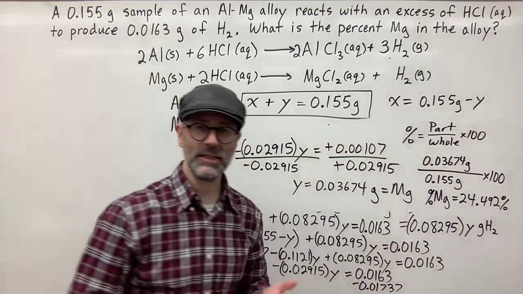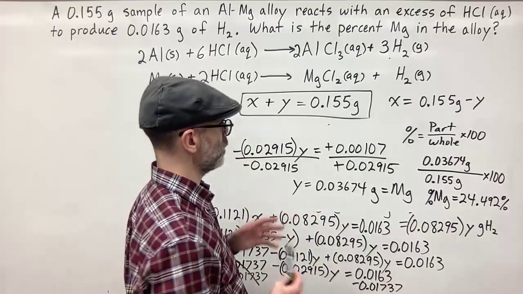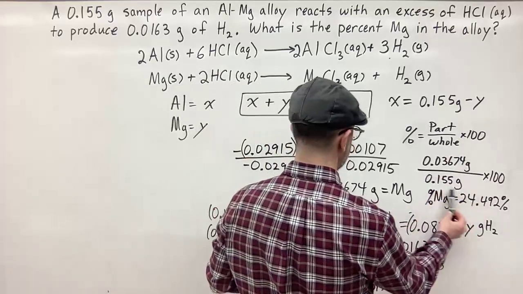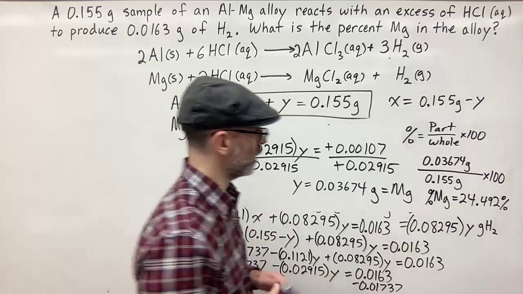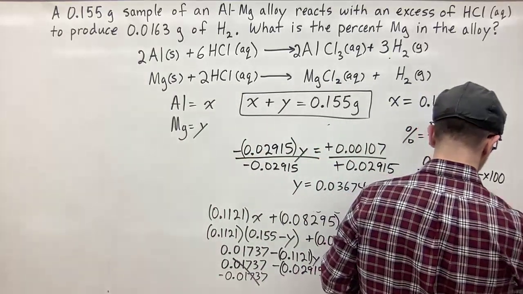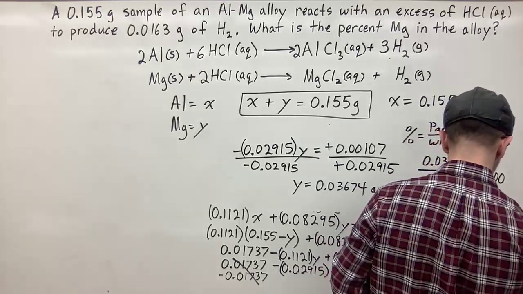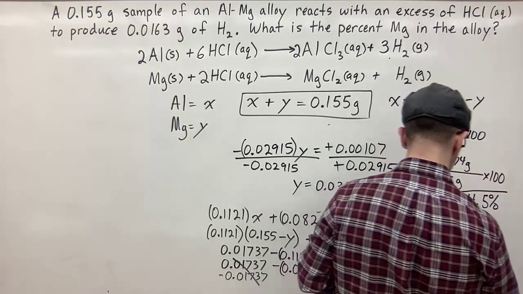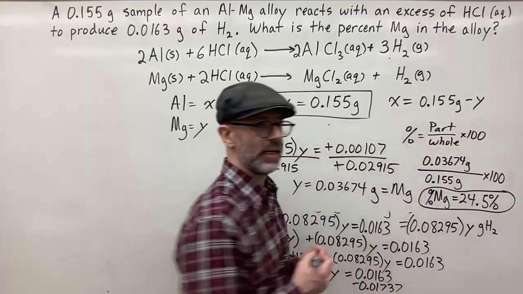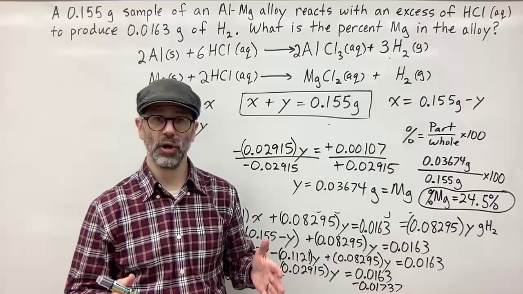Okay, so what about sig figs? Sig figs are going to be 3 sig figs because I have 3 sig figs here. So we want to make this into a 5. So 24.5% magnesium. So that's the percent of magnesium in my alloy.